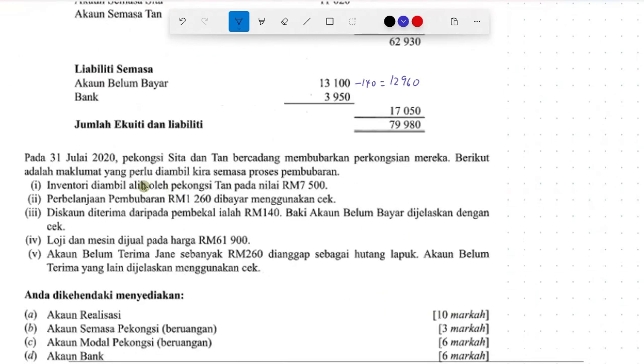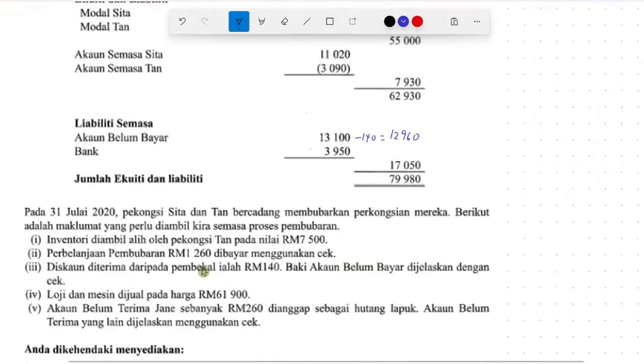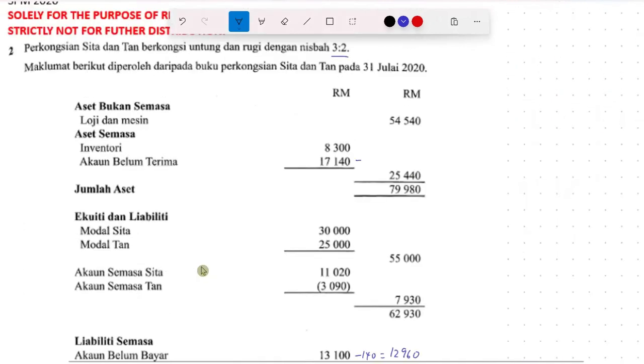Okay. Logi dan mesin dijual dengan harga 61,900. Okay. Account belum terima Jane sebanyak 260 dianggap sebagai hutang lapor. Account belum terima yang lain dijelaskan menggunakan cek. So account belum terima, there's a 260 hutang lapor never collected. The rest will be banked in. So the rest is the difference, 17,140 minus 260. So 16,880 is received into the bank.